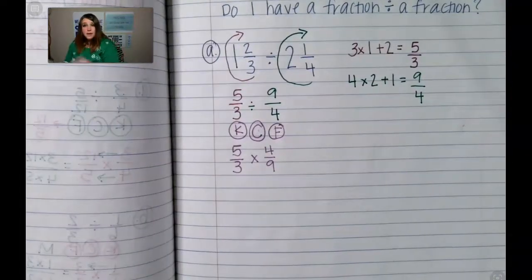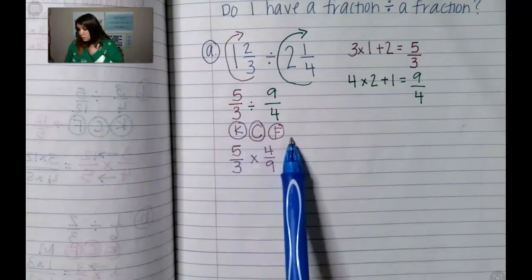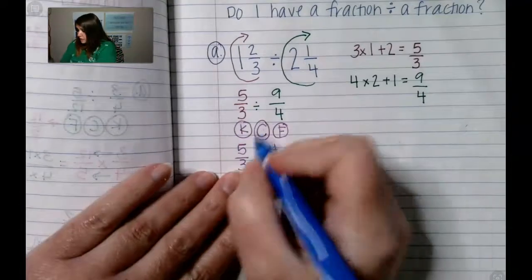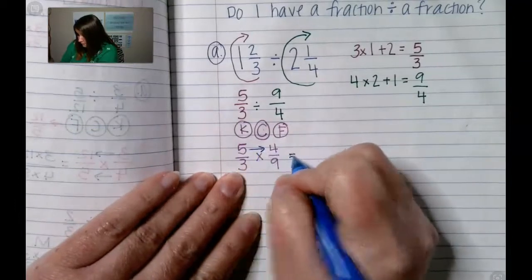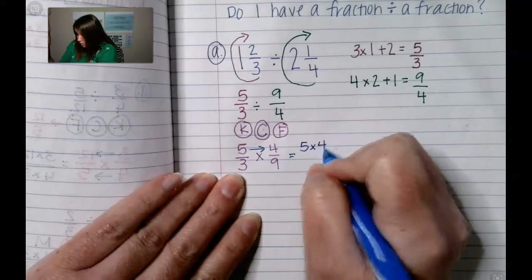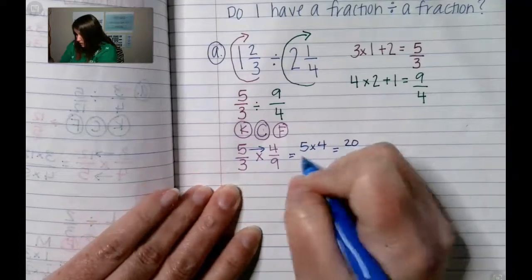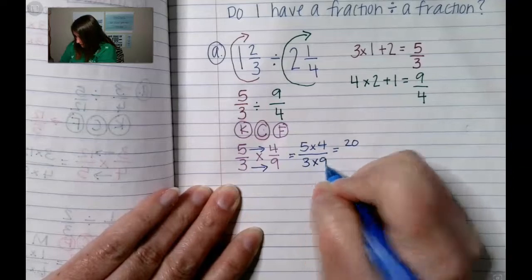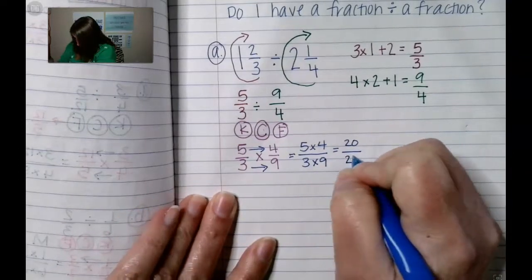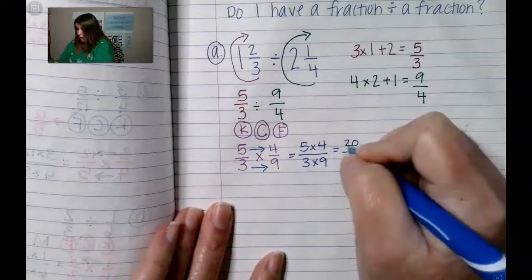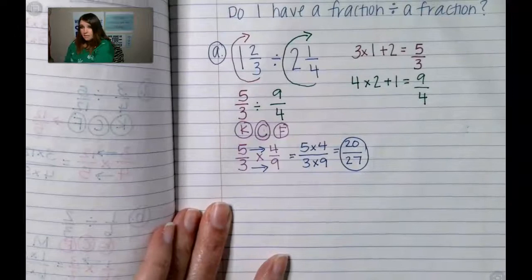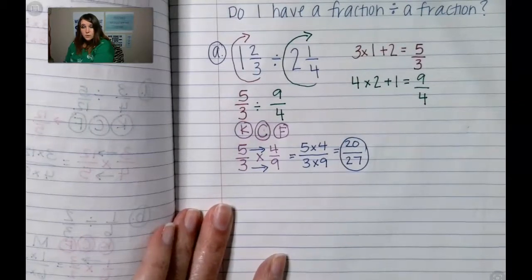So I'm going to multiply now straight across. I know keep, change, flip, and I know how to multiply. This is not new. So I'm ready to multiply. 5 times 4 gives me 20. And 3 times 9 gives me 27. I am done. That's it. That is all that you do for these problems.